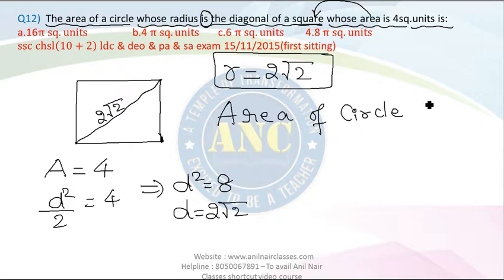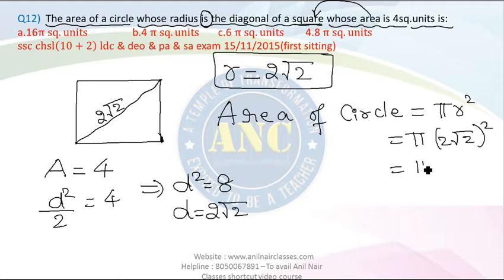Can I say that the area of the circle is nothing but pi r square? This is pi into 2 root 2 whole square. So, this is pi into 2 square is 4, root 2 whole square is 2. It is 4 into 2, 8. So the answer for this question is 8 pi square units, which is nothing but option 4.